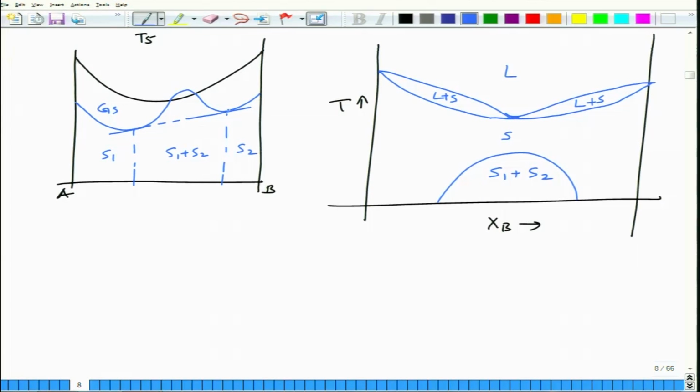So I will stop here at this point. What we have looked at is basically the eutectic phase diagram and a phase diagram of a system in which A and B are immiscible in the solid phase itself. We will come back to a few more variations of phase diagrams in the next lecture. Thank you.